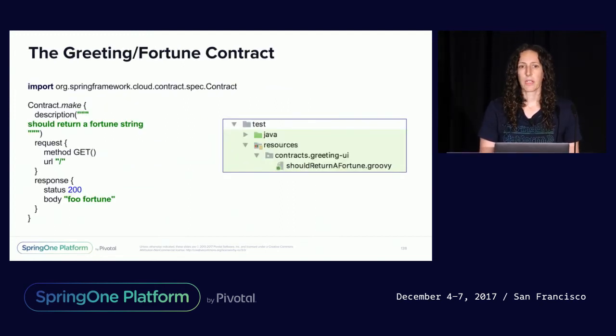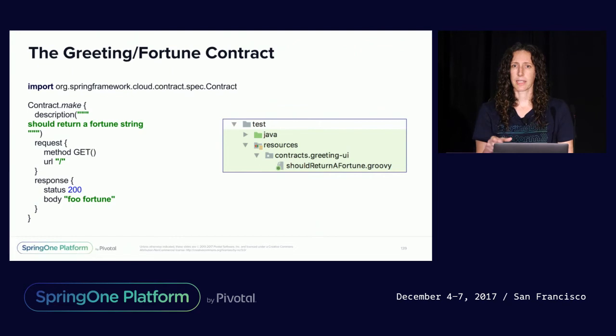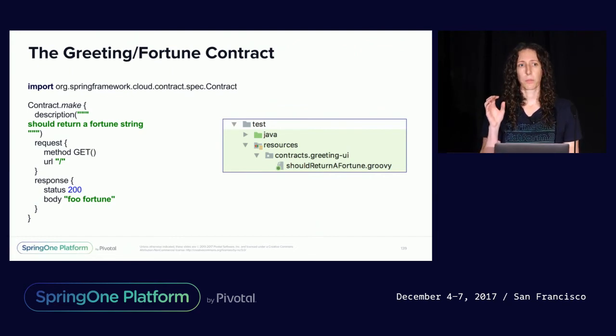Greeting and Fortune have a pretty simple interaction between them. Greeting just calls the root of the URL, and Fortune responds with a Fortune, a string. So we put that in Groovy syntax to really codify that contract that now both Greeting and Fortune can agree on in a much more structured way. That contract gets stored in the producer, in Fortune, under, again, following a convention, test resources, contracts, and then the name of the greeting application, and then the contract.